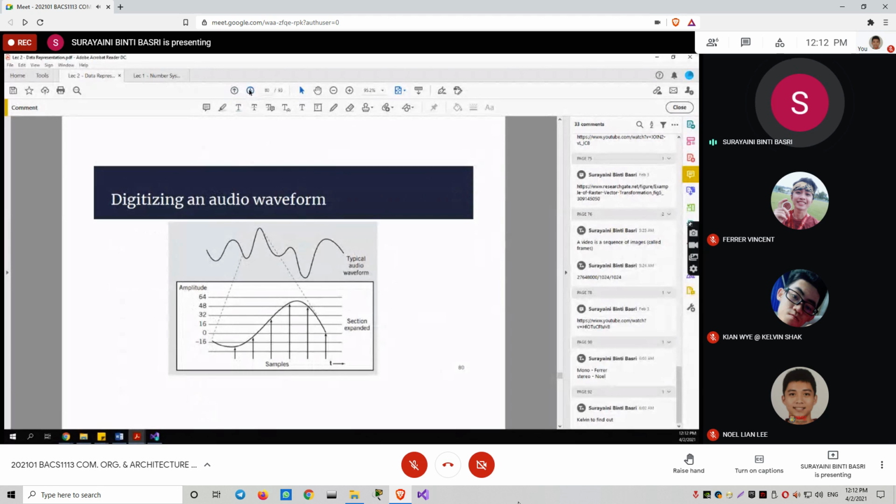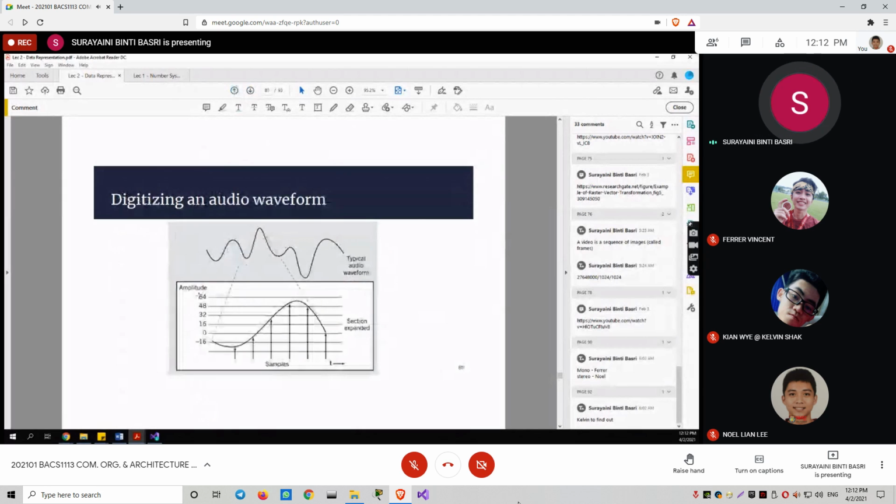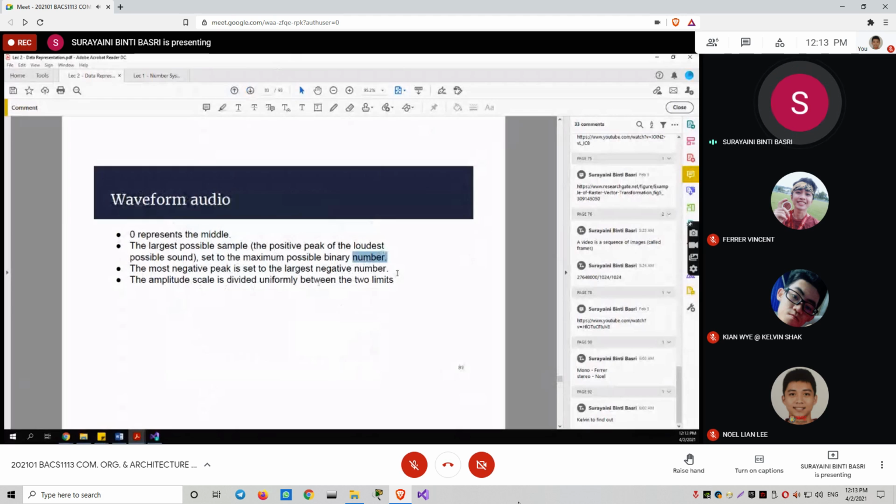The most negative peak is set to the largest negative number. Like I said just now, if this is 64, the largest negative number will be negative 64. The amplitude scale is divided uniformly between the two limits. So the amplitude scale will be the same if the positive goes until 64 and the negative also until negative 64. The two limits refer to the maximum of the binary number and the largest negative number for that binary.